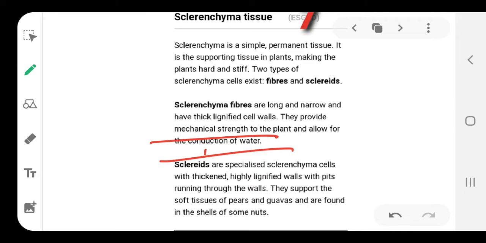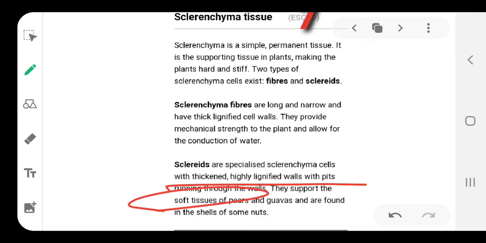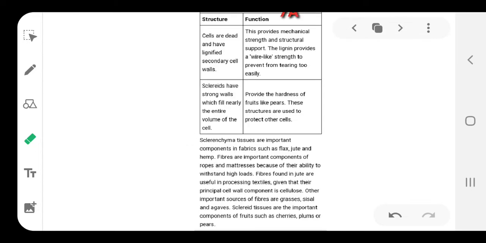They provide mechanical support and they also help in the conduction of water. While in the case of the sclereids, underline the word, they are specialized sclerenchymatous cells, with thickened, highly lignified walls, underline these terms, and with pits running through the walls, and they again support the soft tissue inside. Examples are found in guava and in the shells of some nuts also. So, these are some terms which are specific to sclereids. Please write it down properly, read them and study them. That was regarding the sclerenchymatous tissues and cells.